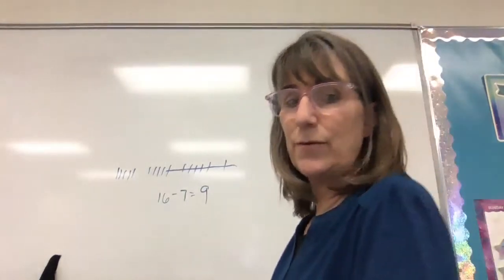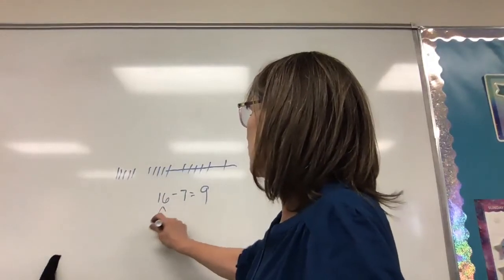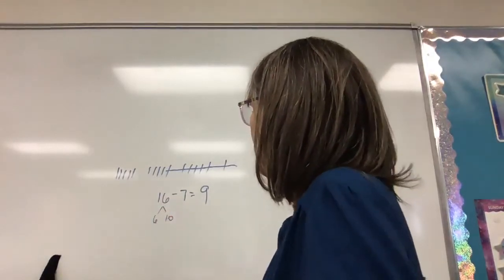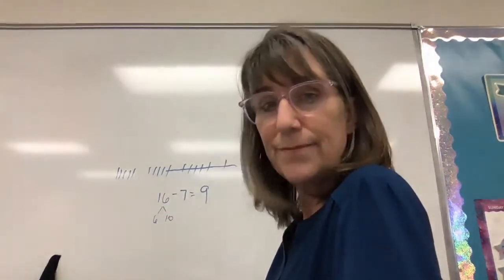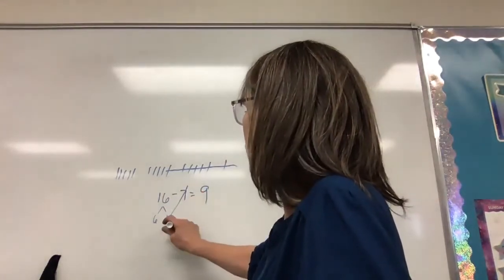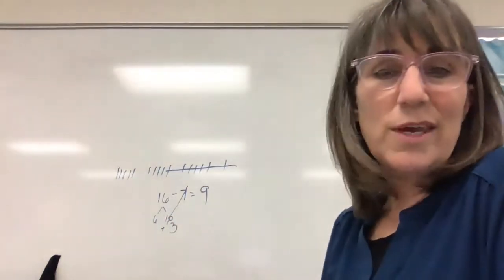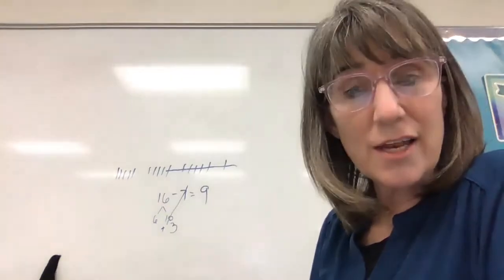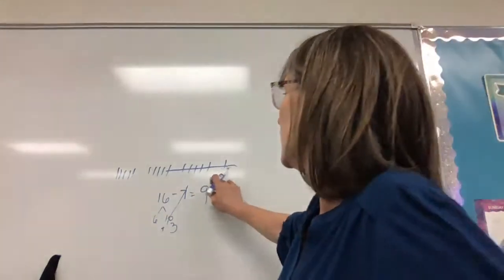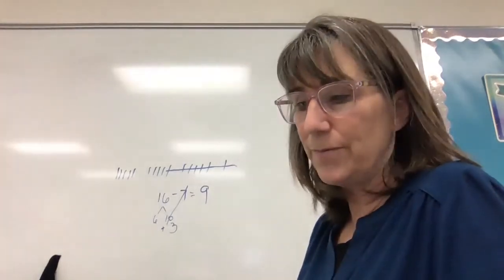We could have done it a different way. We could have broken 16 down and said 16 is the same as 6 plus 10, right? We could say that 10 minus 7 equals 3, and 6 plus 3 equals 9. Whatever way you want to do it. You could have counted on. You could have used this method of drawing a picture. Whatever works for you, right?